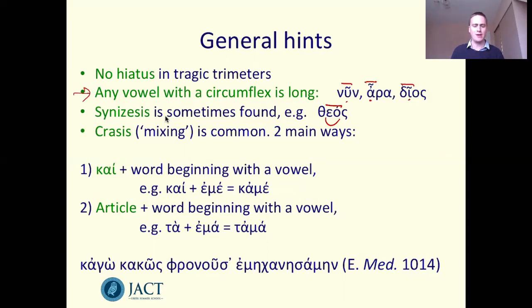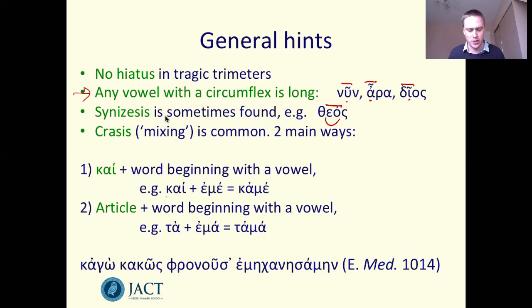A similar idea, which does exist in Homer, but it's very rare, is something called crasis. And crasis is very common in Greek tragedy. In some ways, crasis is quite similar to synizesis. It's two vowels merging together and forming a long. But the difference is that synizesis happens within a word, whereas crasis happens between two words. And where crasis happens, you get two different types. The first type is kai, followed by a word which begins in a vowel. And the second type is the article, followed by a word which begins with a vowel.